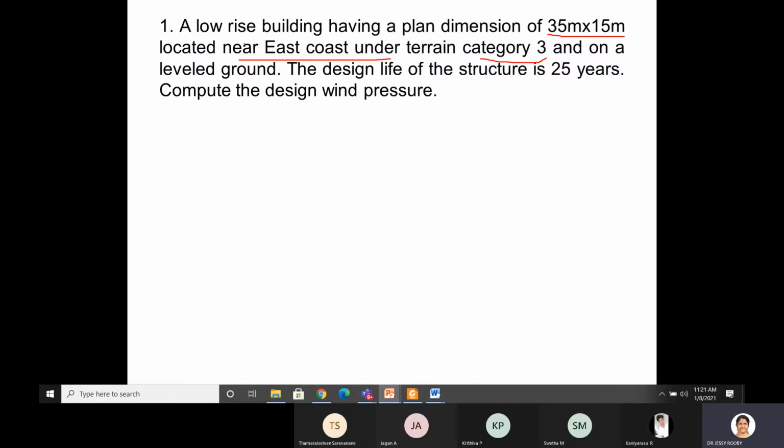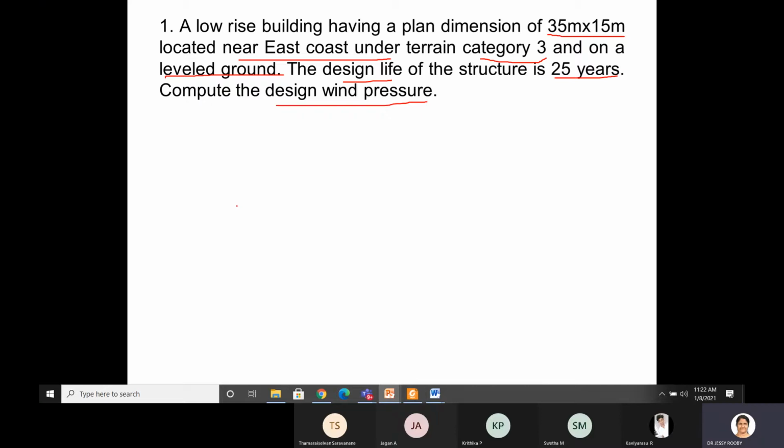So here a low-rise building with a plan dimension is given. It is located near the east coast, and it is given that it is under terrain category 3. Next, it is given that it is on a leveled ground. Design life is given as 25 years. Compute the design wind pressure.